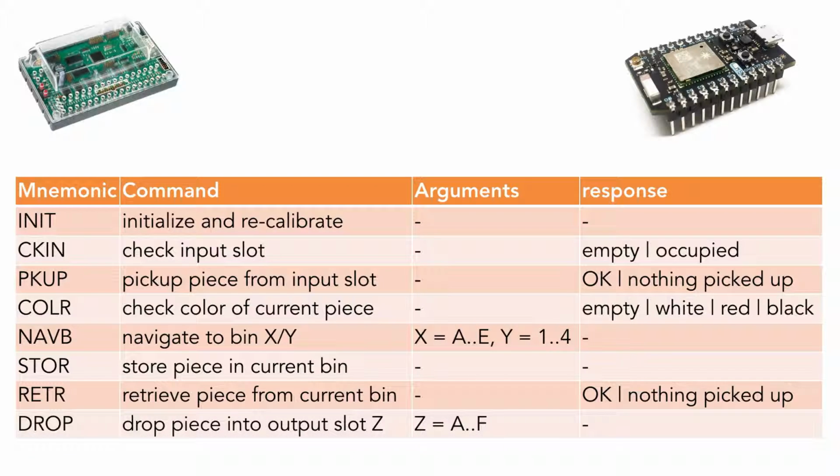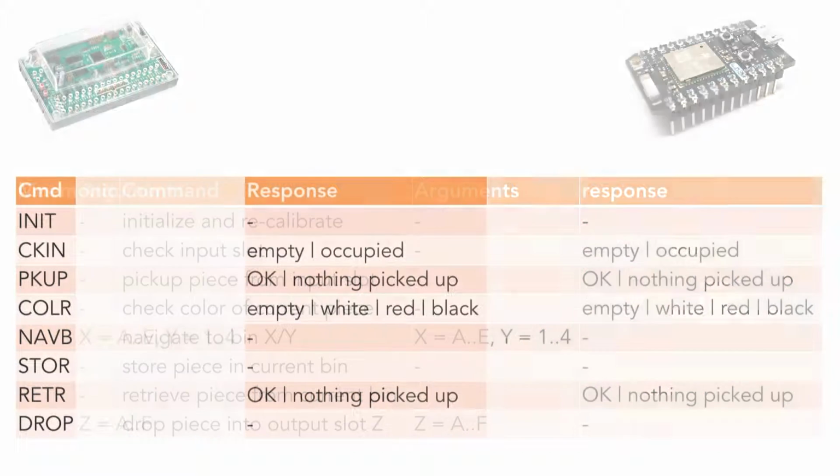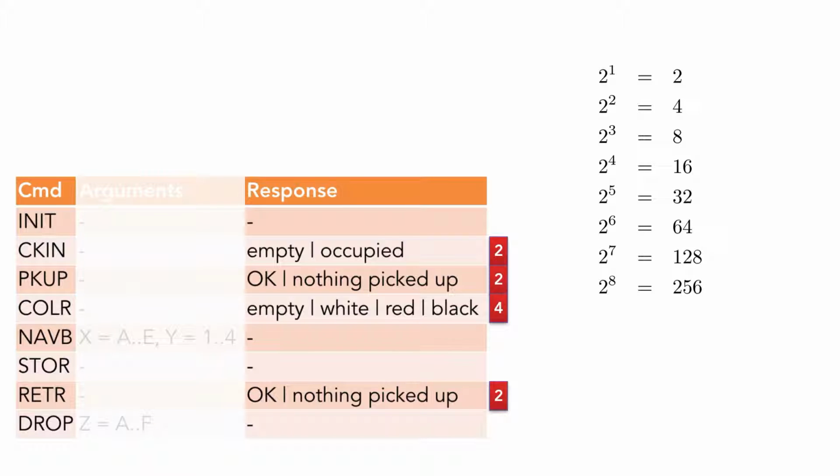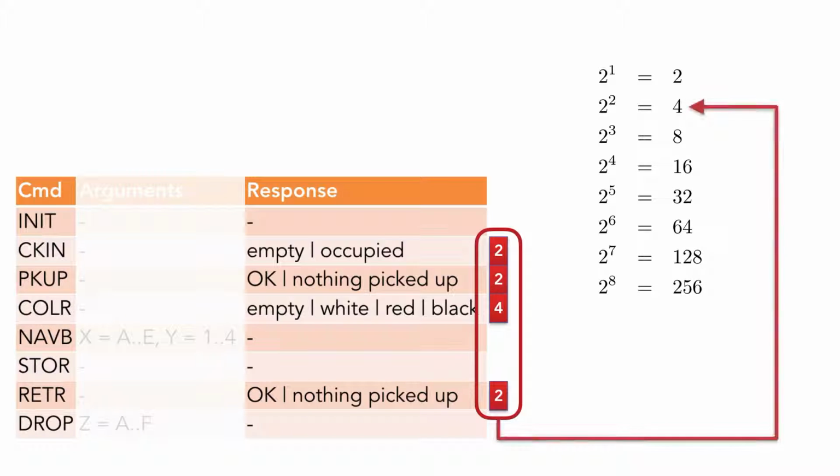Finally, we can tell the robot to drop the piece it is currently holding into one of its 6 output slots. Since we've already decided to implement a parallel interface, we now need to determine the number of bits or lines to encode the commands, arguments and response values. Let's take a look at the responses first. The commands yield either no result, one of 2 or one of 4 possible values. Since we've got at most 4 values to encode, we'll look that up in our trusty table of the powers of 2. 4 is 2 to the power of 2, so we need 2 bits to encode the response values.